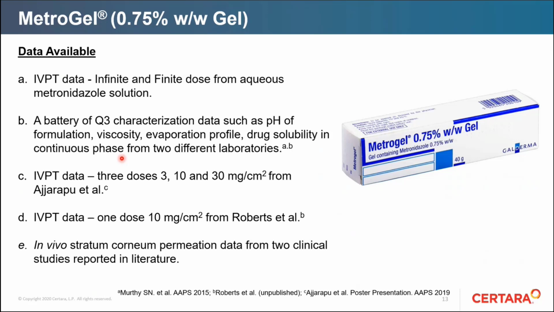Same characterization data generated between different labs, because we wanted to understand how the data generated in one lab translates to another. We have IVPT data for 3 different doses. So this was tested by Murthy group at 3 dose levels. We also had the IVPT data from University of Queensland, from Professor Mike Roberts group, and then we searched the literature.